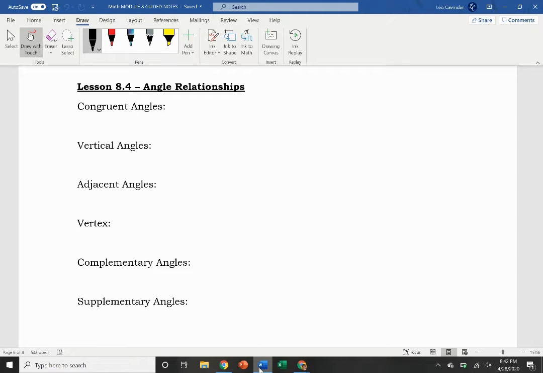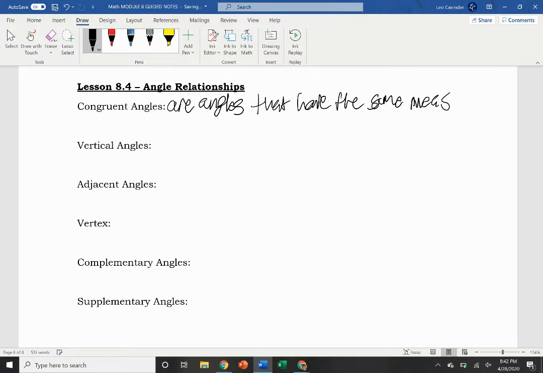So first, let's talk about congruent angles. Congruent angles are angles that have the same measure. So it just means if there are two angles that, when you measure them, have the same measurement, that's how it works. Okay, so they have the same measurement.